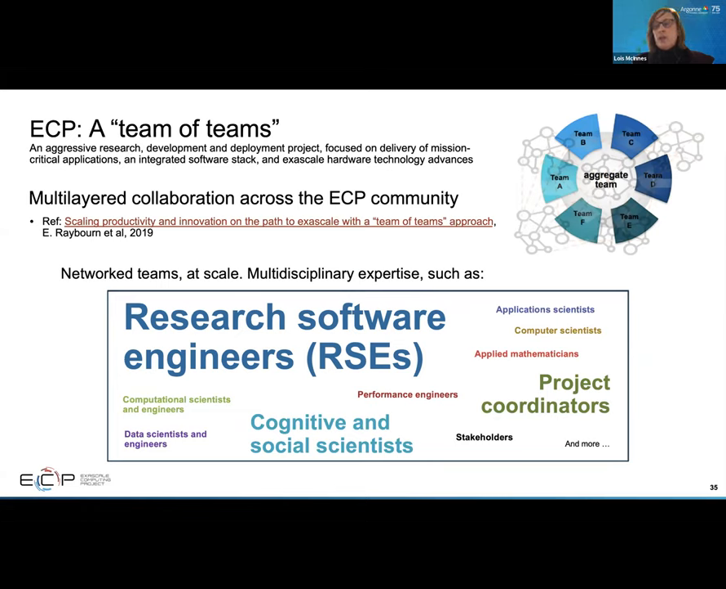So I already mentioned how impactful our social scientists are and the opportunity there. I want to mention that we have really important contributions by project coordinators who are helping our teams handle planning and logistics, which is very important for more complicated hierarchical projects such as ECP.